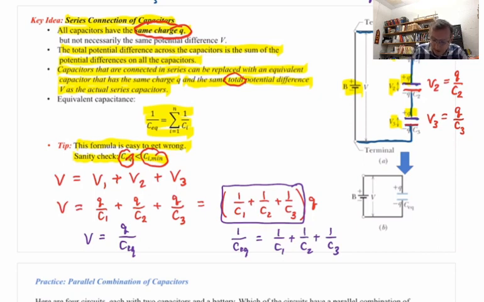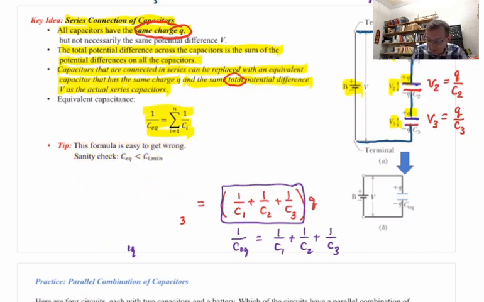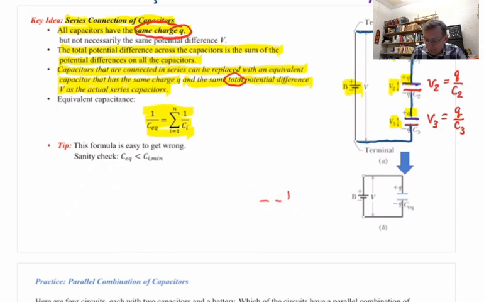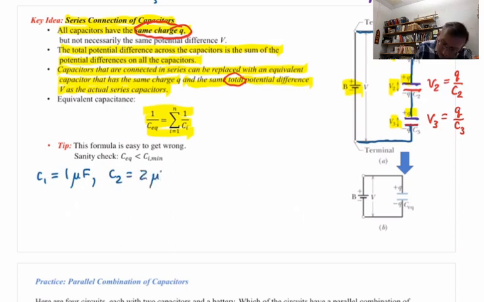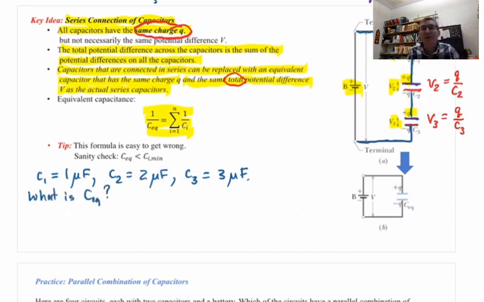Let's go right into a little bit of practice with that formula. I don't think we need practice with the parallel equivalent formula, but the series equivalent formula, maybe we do. So here's a little mini example. What if the 3 capacitors in series have the following capacitances? C1 is 1 microfarad. Just take simple numbers. C2 is 2 microfarads, and C3 is 3 microfarads. What is C equivalent?